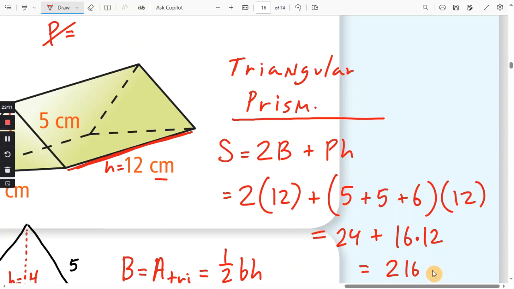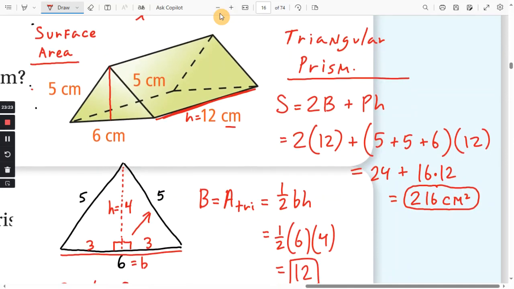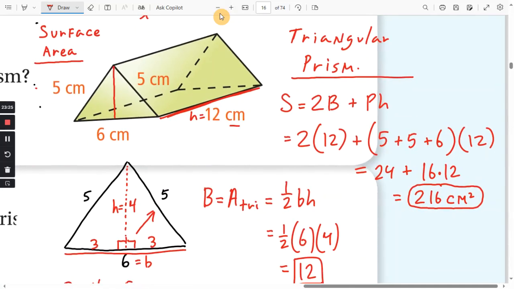So for an area, that is going to be centimeters squared. All right, and that is for a triangular prism. And if you don't have a 3, 4, 5 triangle here, you can just use Pythagorean theorem to find the height, and that's it.